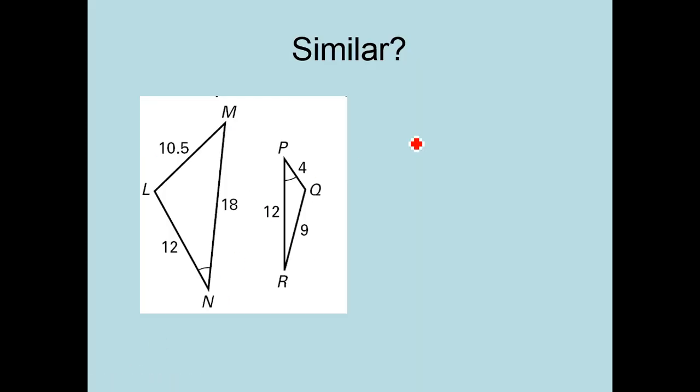Let's look at this example. Are these figures similar? Be careful when you set up these sides. We need to make sure they make sense. In this bigger triangle here, the 10.5 is the smallest side.